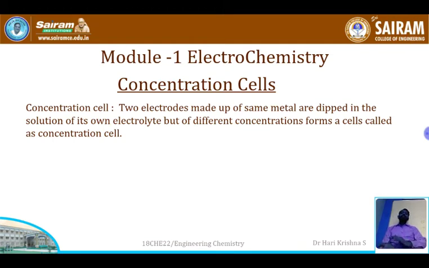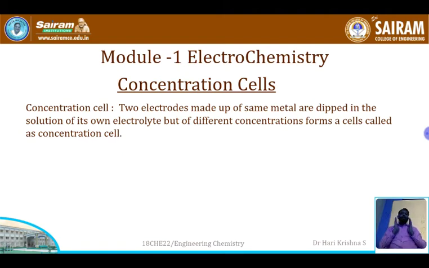So we have a different type of cell, that is concentration cell. So you know what is galvanic cell, right? So what are concentration cells? Concentration cells are also a type of electrochemical cell, where both anode and cathode are made up of same metal and are in contact with same electrolyte solution but of different concentrations.